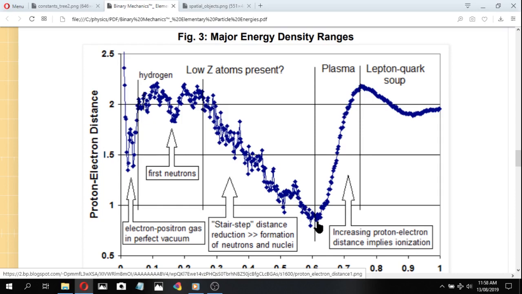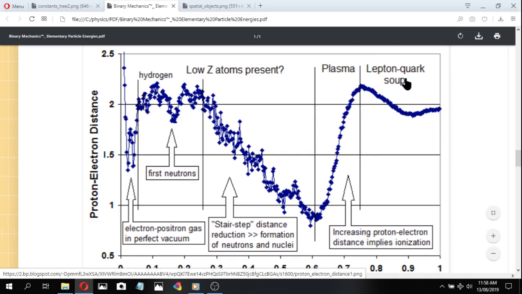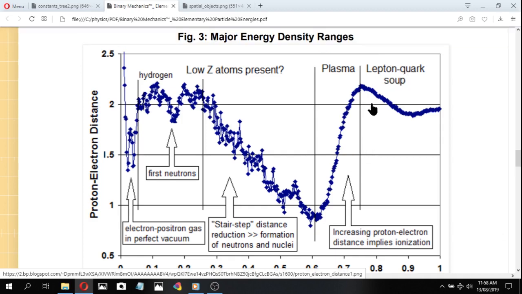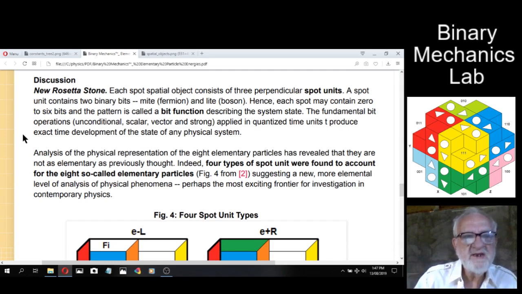Interestingly, above about 0.6 maximum energy density, we seem to have plasma, which might be indicated by ionization where electron-proton distance increases. Above about 0.75, we get what I'm calling a lepton quark soup. It's called the lepton quark soup because the leptons seem to predominate if you go back to the original figure shown above. New Rosetta Stone.